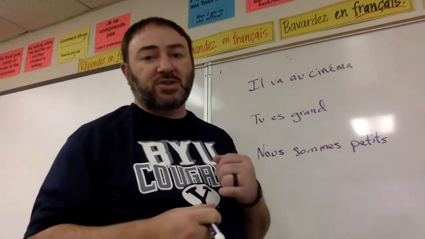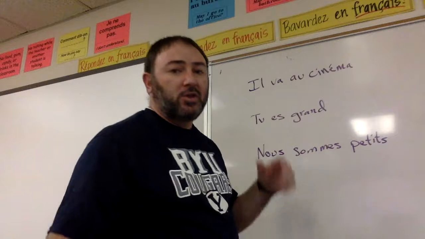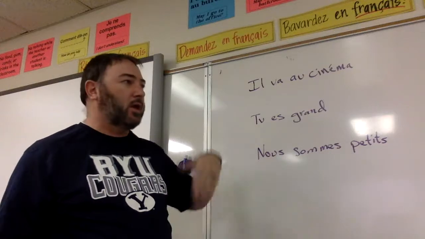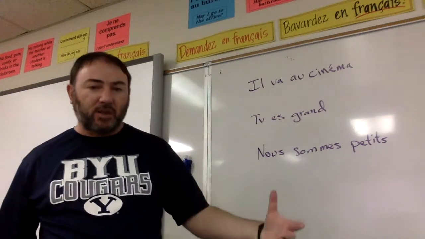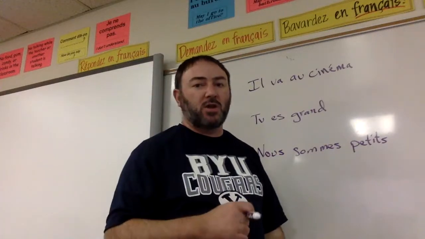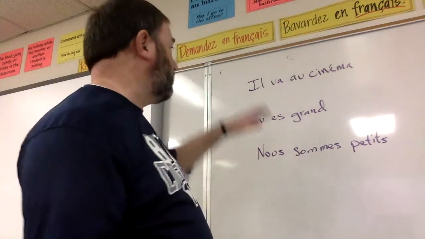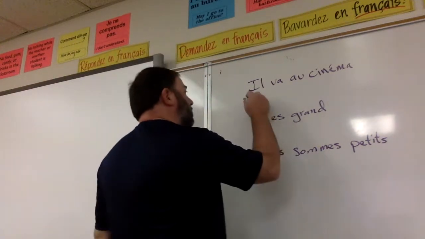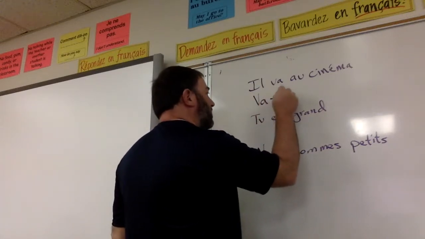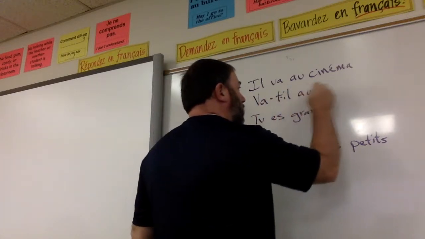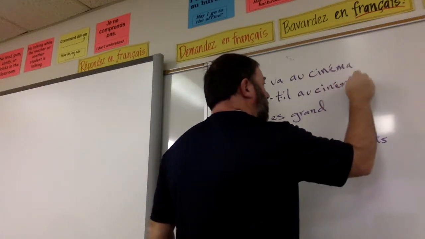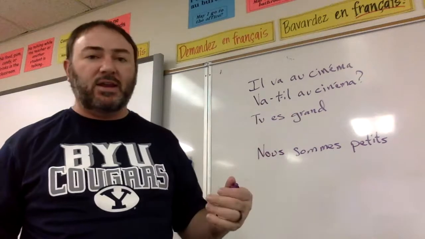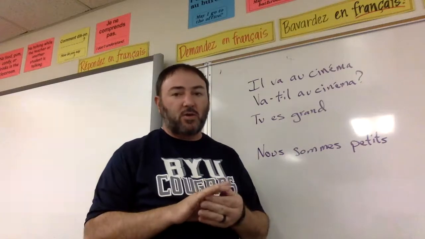Our second way of making a question in French is using inversion. Using inversion means we're going to change the order of the subject and the verb. We invert them, and then we put a question mark on the end. Let's look at how we do this. Our first statement, il va au cinéma, becomes va-t-il au cinéma? Because you have used inversion, you do not need to make your voice rise at the end in order to make a question.